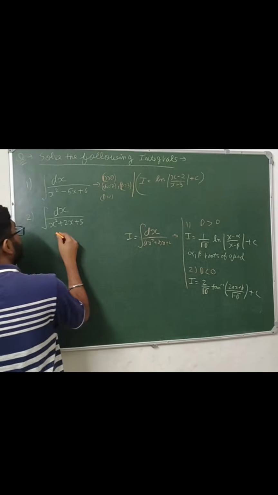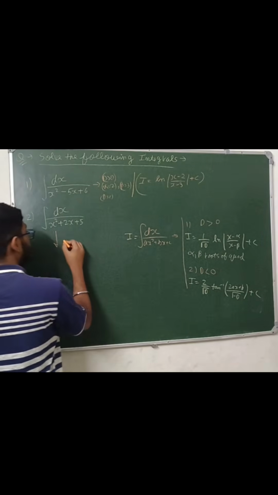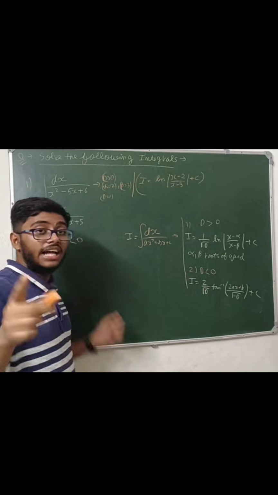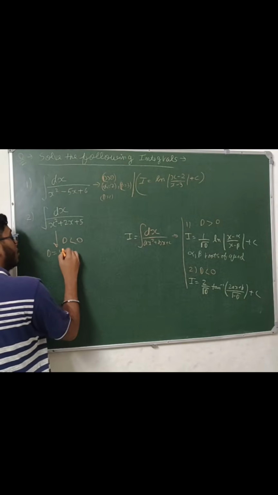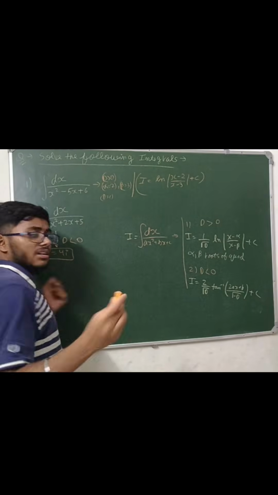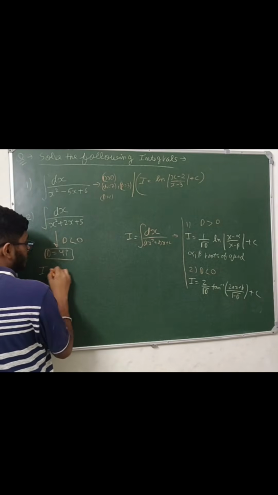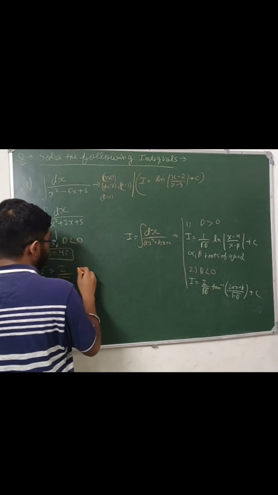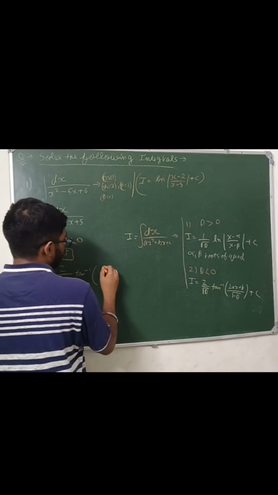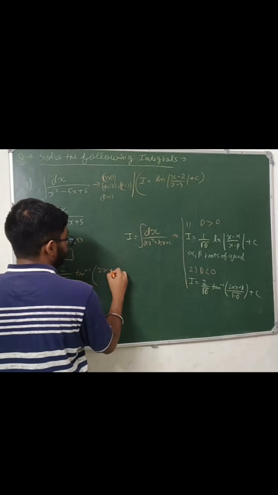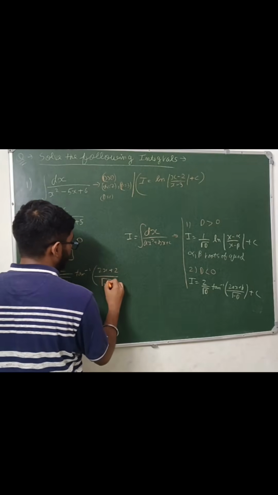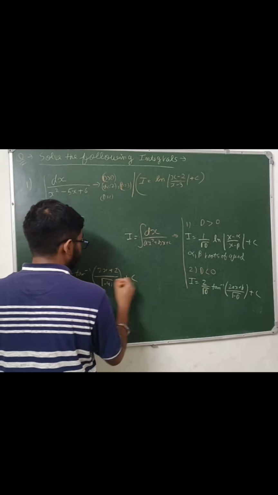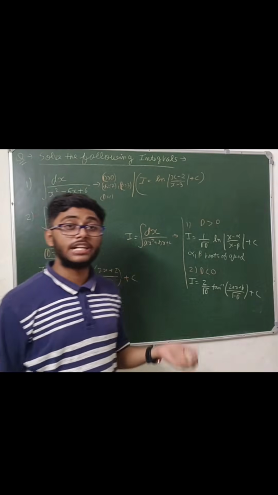For the second one, if you see here, the discriminant is less than 0. And the value of discriminant here is coming out to be 4 iota. Just calculate it simple. So the integration value would be 2 upon root of 4 iota tan inverse 2a is 1, so 2x plus b is 2 upon root of minus 4 iota plus c. This is the value for the second integration. See, in seconds we have done this.